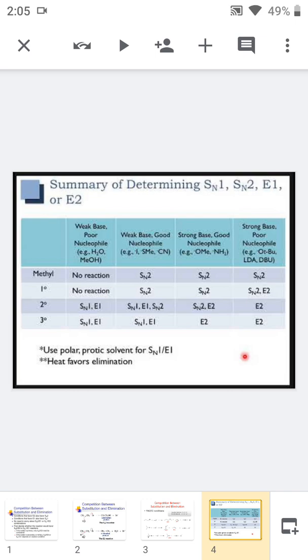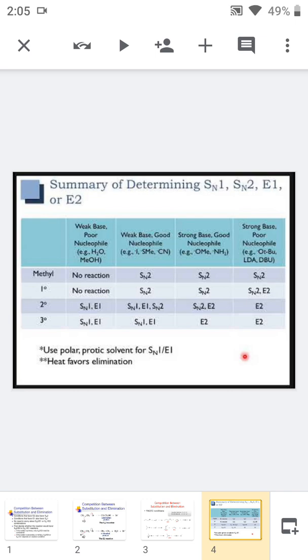Now, if we take a weak base and a good nucleophile, for example I minus, SMe minus, CN minus, in this case for methyl, the SN2 substitution reaction will occur. For primary also the SN2 reaction will occur. And for secondary and tertiary, SN1, E1 or SN2 may happen depending upon the conditions.